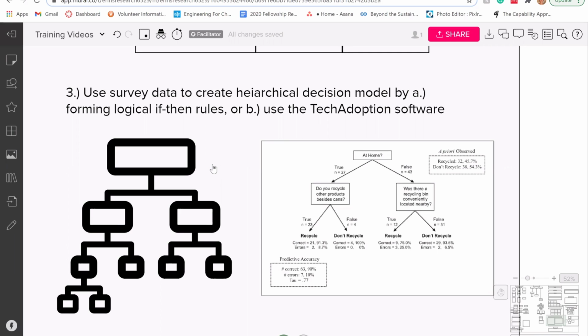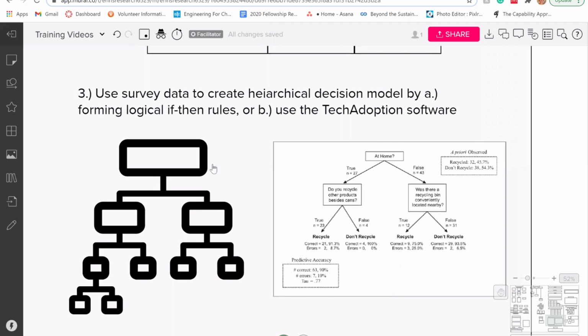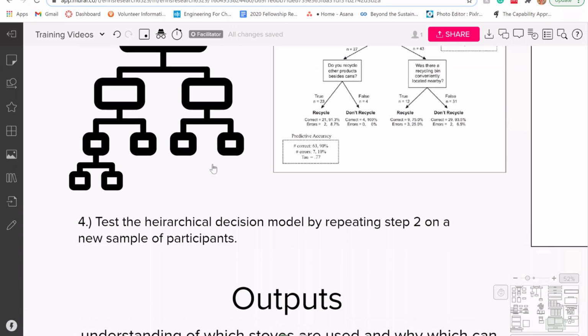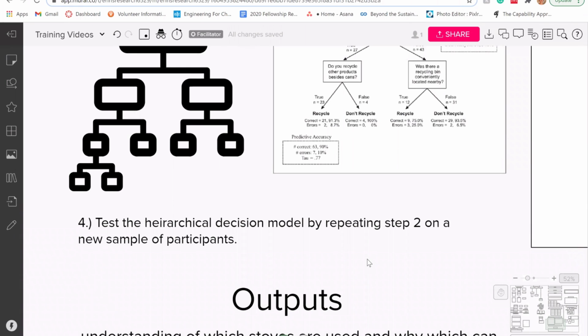I'll give an example in a second. So the last step is then validating the model by repeating step 2 on a new sample of participants. So you would disseminate a survey and then use the survey to compare what respondents actually said versus what this decision tree, based on their responses, would have predicted their response to be.